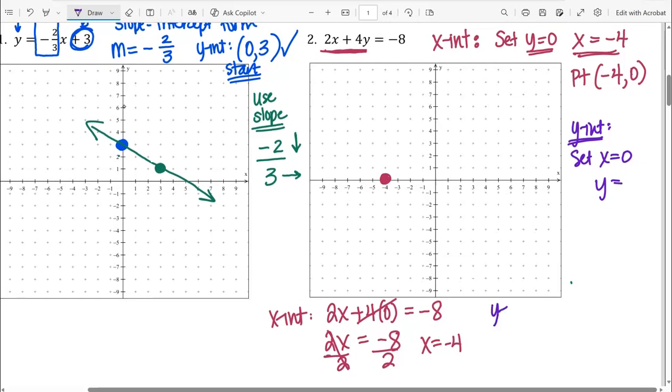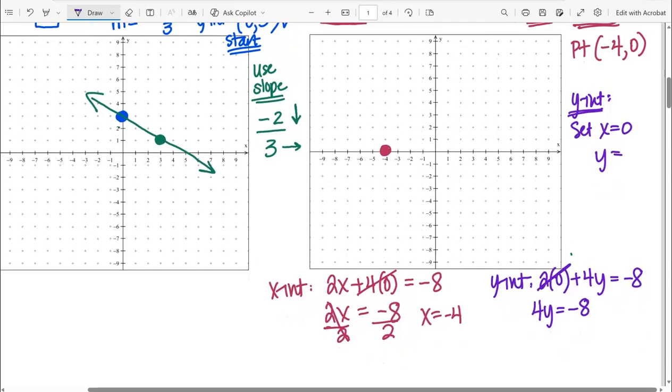So to find that y-intercept, this time I put the 0 in the x spot. So 2 times 0 plus 4y equals -8. Well, 2 times 0 zeros out, so I really have 4y equals -8. And when I divide by 4, it gives me a y value of -2.